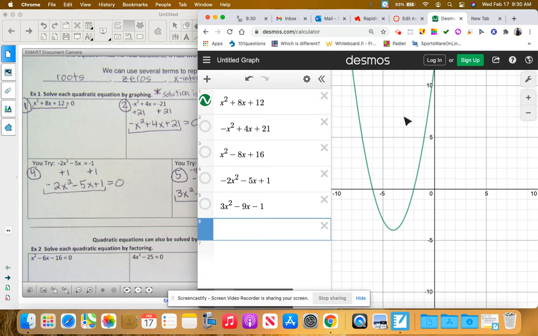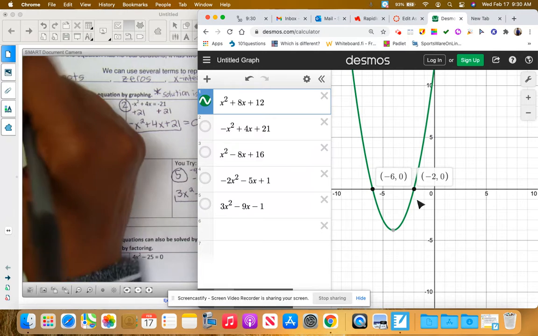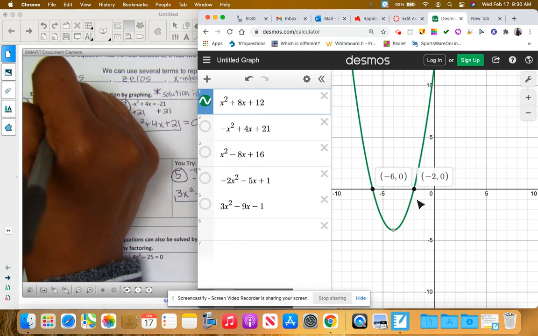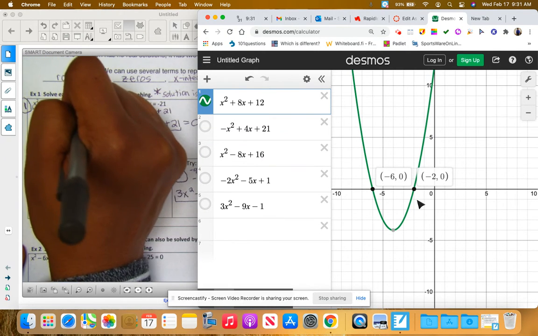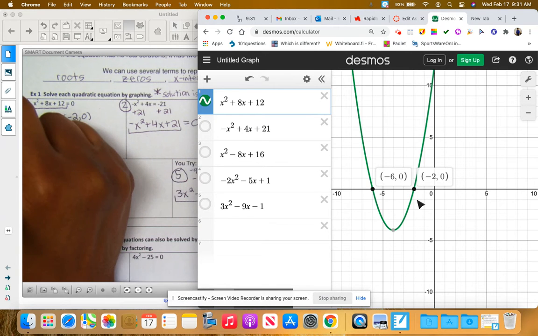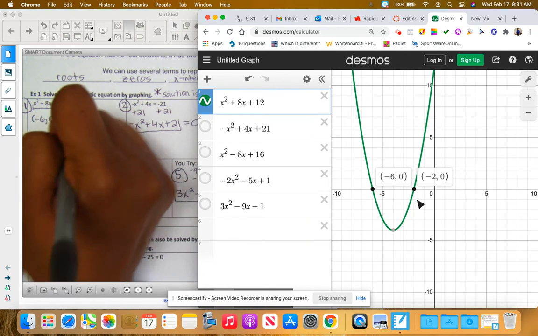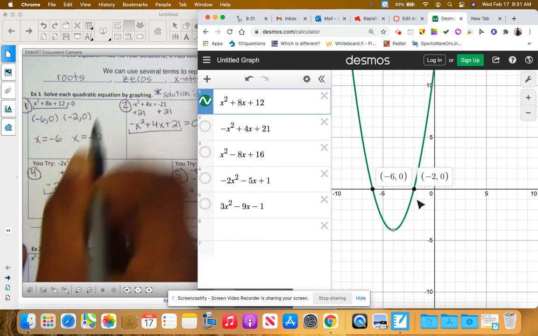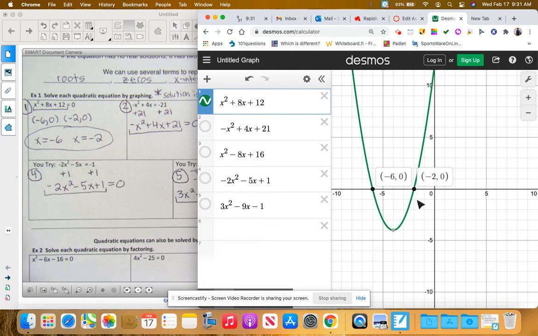So this is problem number 1 that I already have here. So x squared plus 8x plus 12. We're looking for where it crosses the x-axis. So Desmos will give me those points. I see a point here and I see a point here. So for number 1, it crosses at negative 6, 0, and it crosses at negative 2, 0. So my two answers, x equals negative 6, x equals negative 2. Ta-da! And just like that, we have solved this equation by graphing.